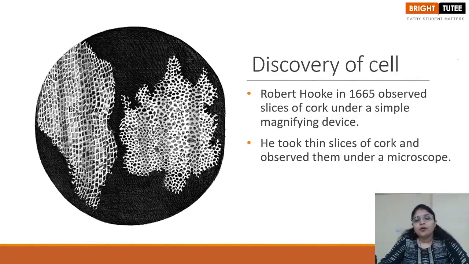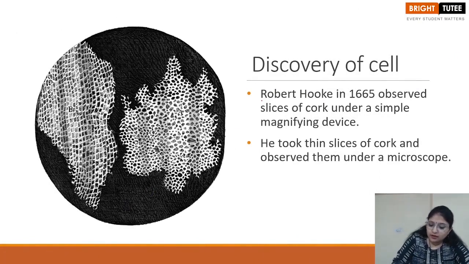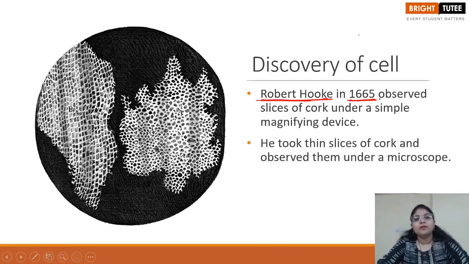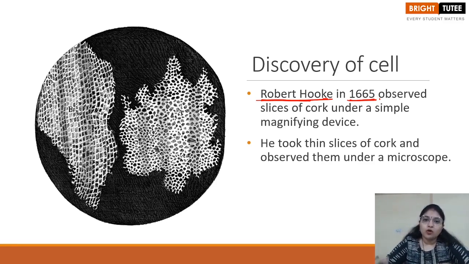Now, when we talk about the discovery of the cell, there was a scientist, his name was Robert Hooke, and in 1665 he observed the bark or a slice of cork and discovered the cell. What exactly was he doing? He had developed a magnifying device, right? And he was testing how different things look under the magnifying device and how much magnification can take place. So what he did was he took a cork, right?